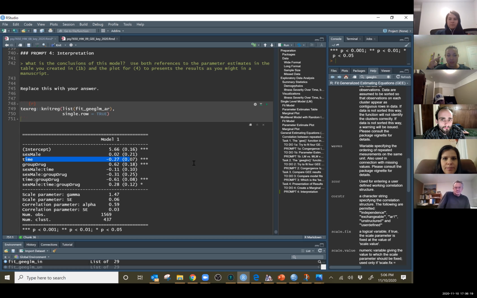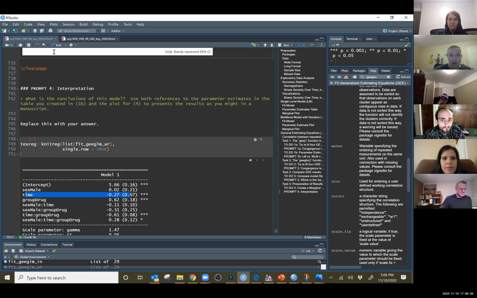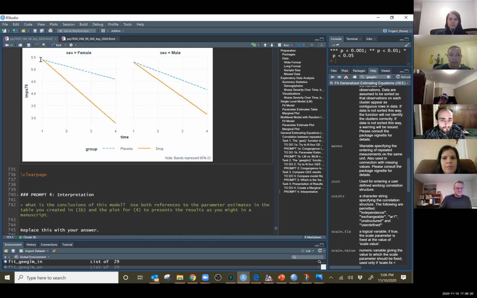So for the female placebo group, the slope is negative 0.27. So we're going down 0.27 each time. So here's this blue line. Its slope is negative 0.27. So it's starting here and it goes down 0.27 every time we go over one time point.